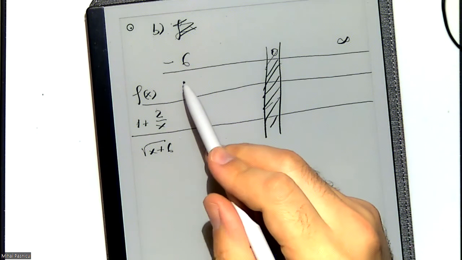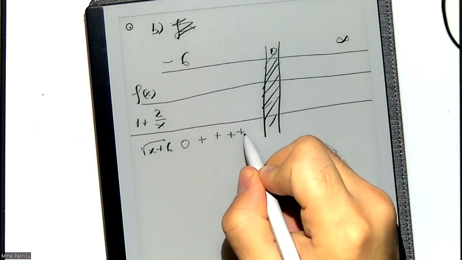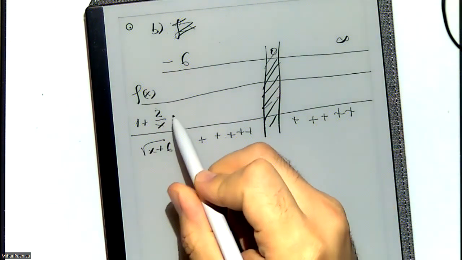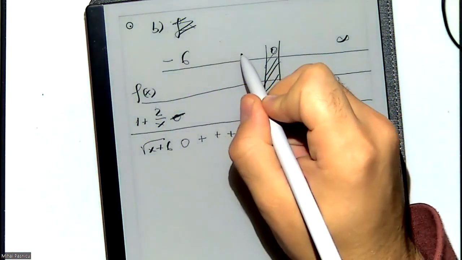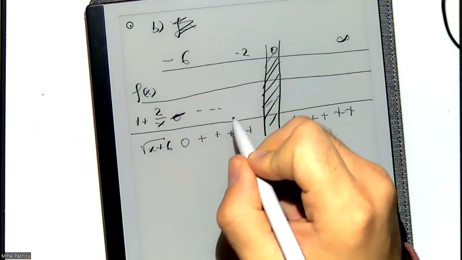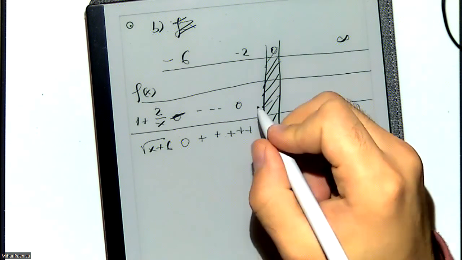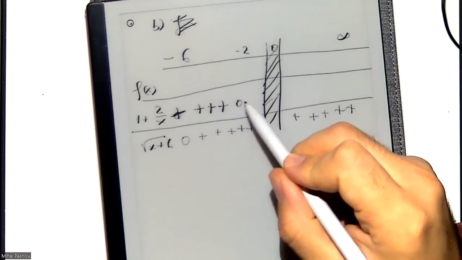If x is -6, this becomes 0. Otherwise, it's just positive, positive, absolutely everywhere. This thing is negative here. Negative, negative, negative. At -2, it becomes 0. No, wait, sorry about that, it's my bad. It's positive, positive, positive, positive. At -2, it becomes 0.